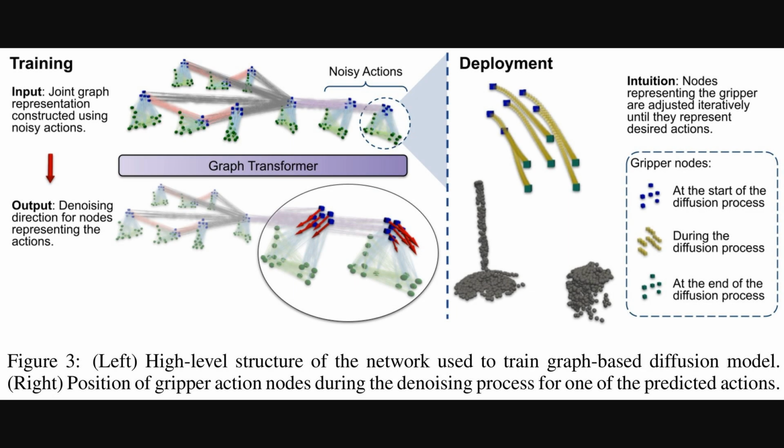Okay, so this figure shows how they actually use that graph structure we just saw. On the left, during training, they feed the graph, but with intentionally noisy future actions, into a graph transformer. The goal is to teach the transformer to denoise those actions. Then, on the right, you see the deployment, how the model iteratively refines those noisy action nodes, step by step, until it predicts the final, desired robot action.